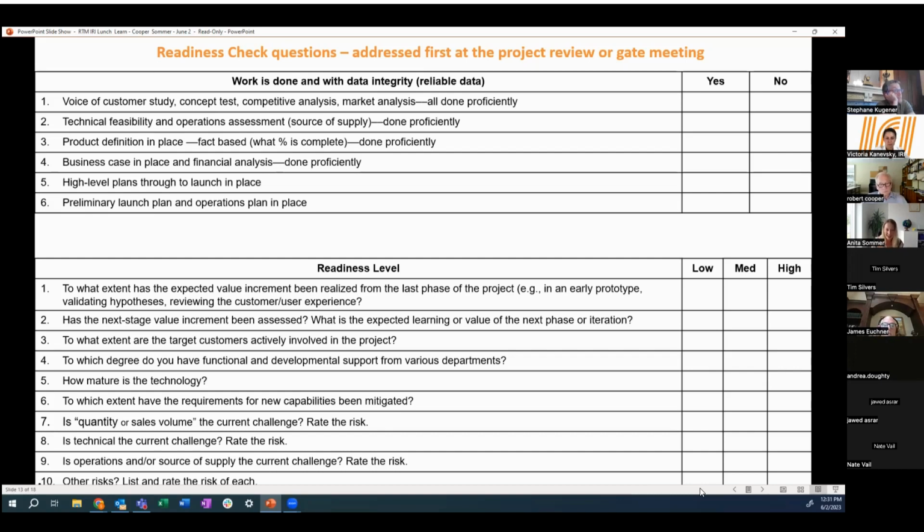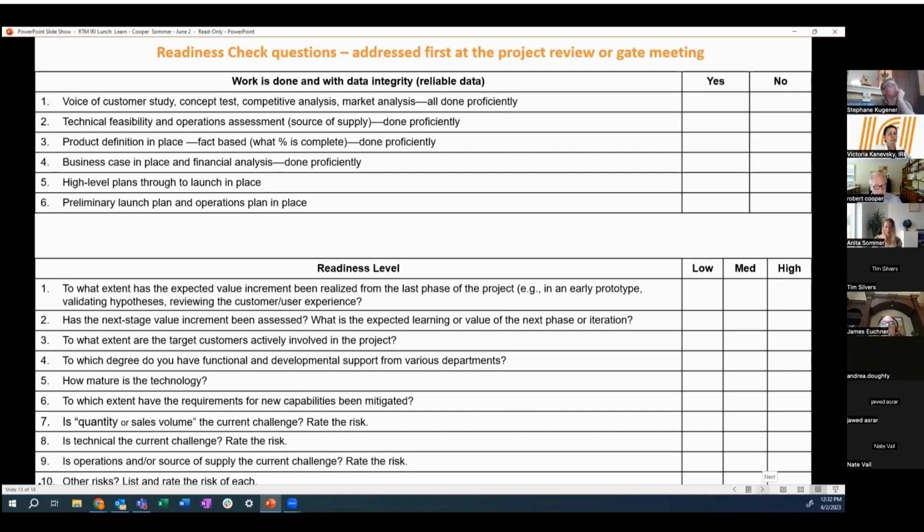To what extent is the target customer actively involved? We have been through that already. To which degree do you have your functional and development support from the different departments? And how mature is the technology? Are you trying to revolutionize something where you are a first mover, right? Then the likelihood of success is lower. And do you have the capabilities at hand? So it might be a known technology, but if you don't have that capability developed in-house, say AI is a big thing right now, do you have AI trainers? Do you have machine learning teams? Is it the right type, if you want to integrate that? So those are important questions to really ask.